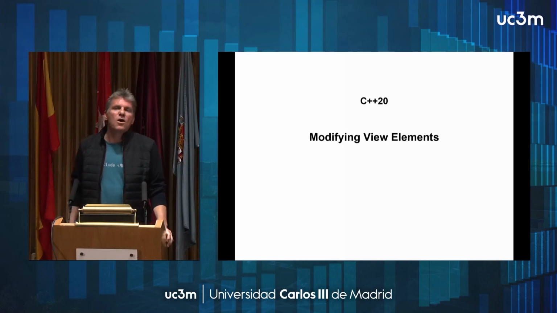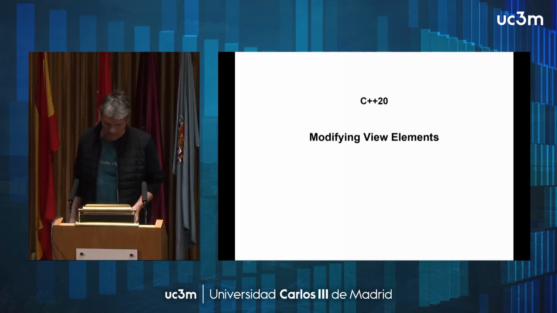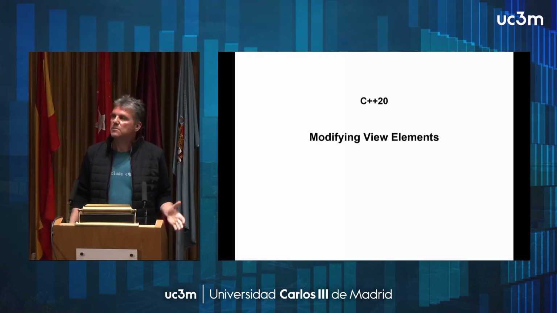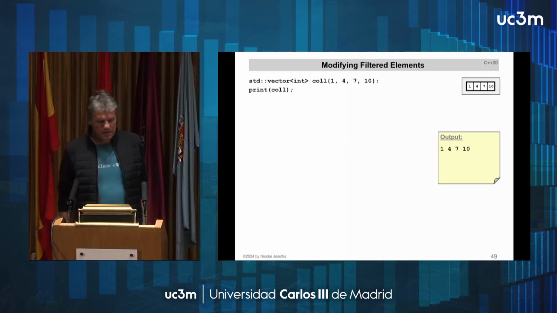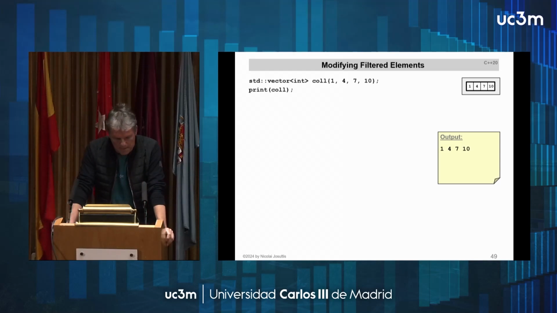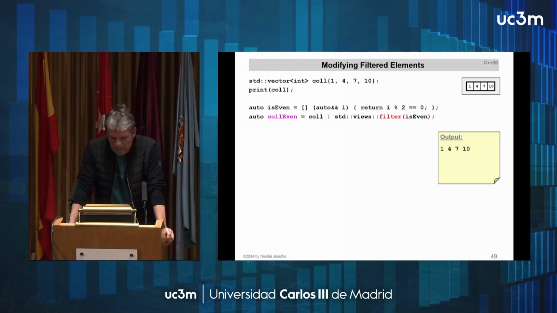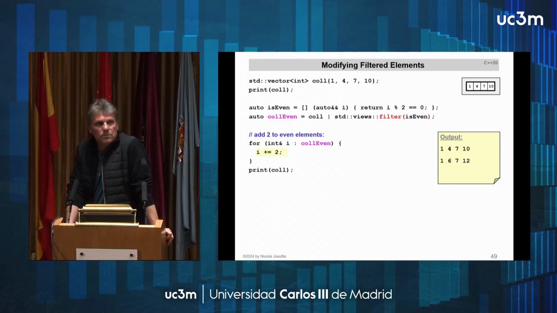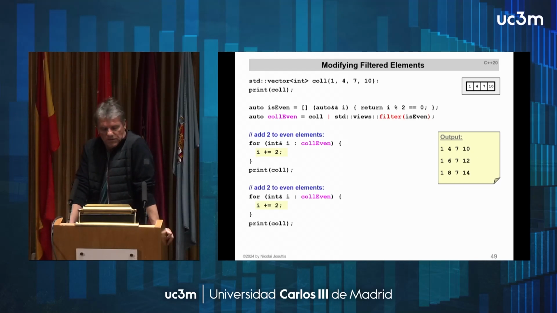Okay, let's talk about a few other consequences of this view design. One of the more interesting consequences is what happens if we start to modify elements of the underlying range. So a couple of examples come now. This is a vector. We introduce a view that says, let's only take the even elements. Let's use that to iterate over the elements and modify those that are even, adding 2. And let's do that again. Works fine.